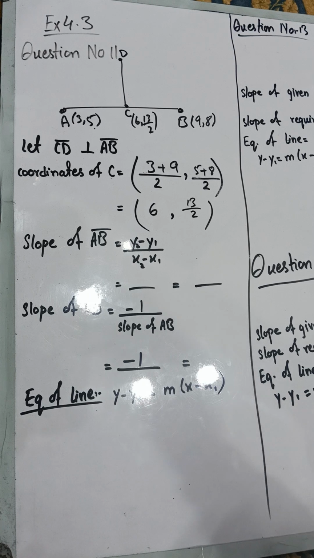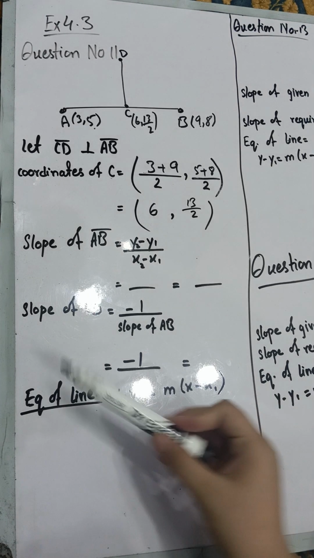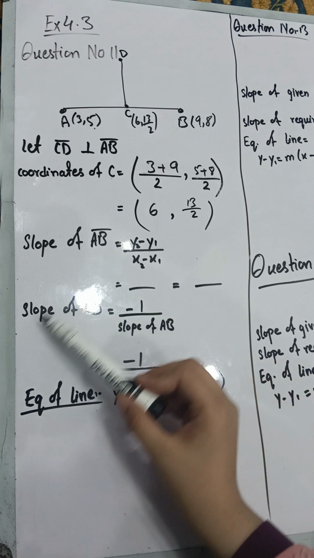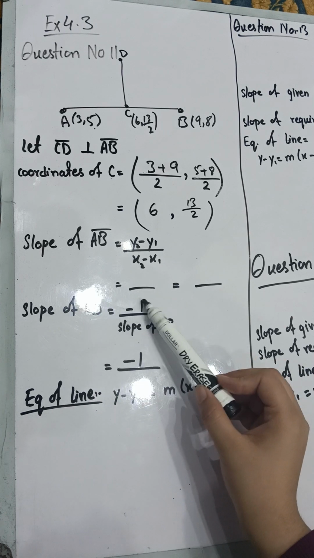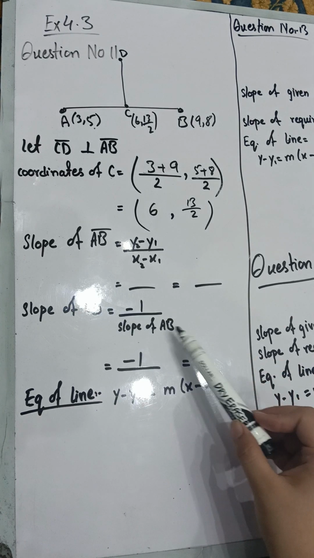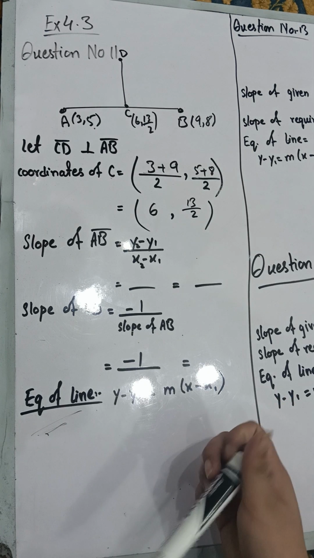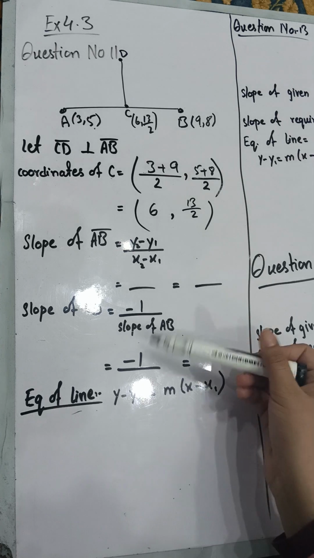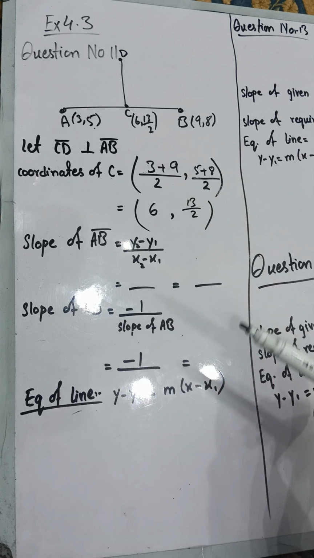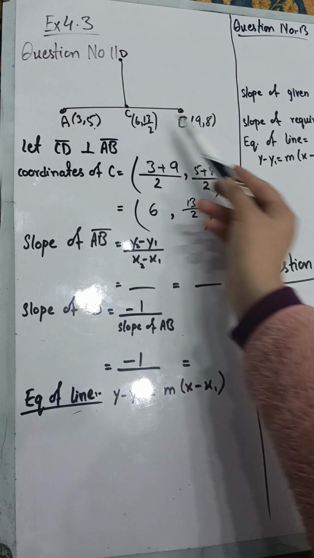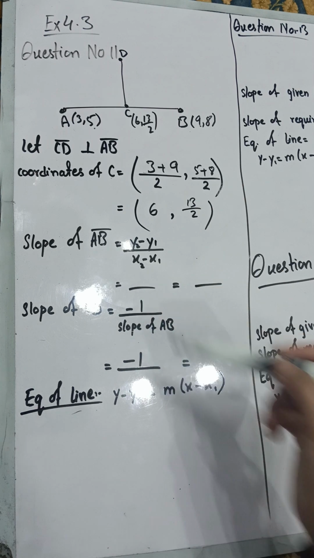Okay, now what is going to happen? Now we have to find the slope of AB, because we have to use the formula that the slope of CD is equal to minus 1 over the slope of AB. So we will put this formula in order to get the equation of the line. Therefore we have to find the slope of AB, which is not given to us. The points A and B are given, so we are going to find the slope from them.